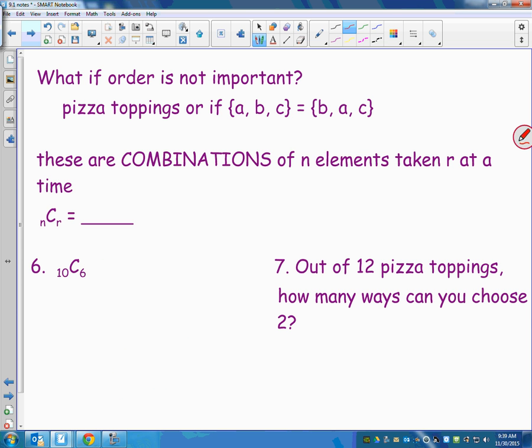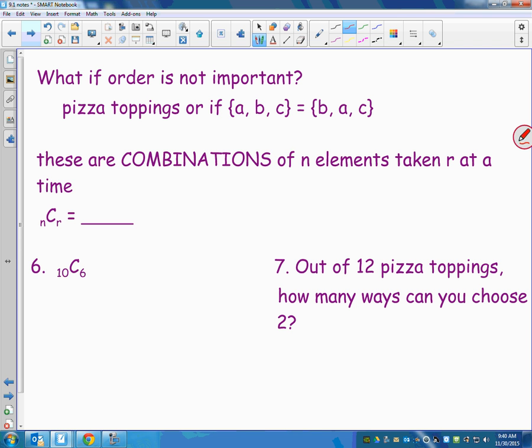What if order is not important? Like, what if I just wanted to say, of 7 choices for dinner, how many ways could I make a meal? That's 5. Order doesn't matter. I don't care which one I have on this day. Or this is a good example: 12 pizza toppings. How many ways could you just choose 2 of those? It doesn't matter if you call and ask for pepperoni and sausage or sausage and pepperoni, you get the same pizza, no matter which way you order it.